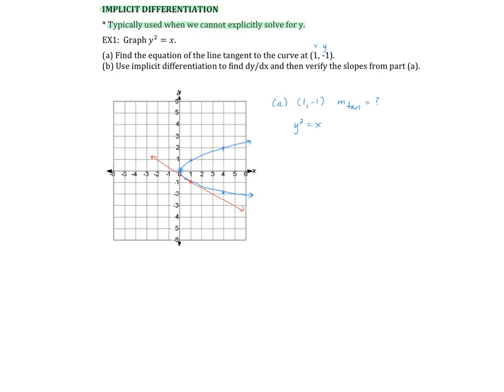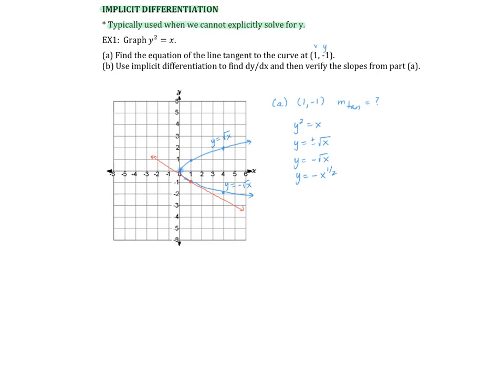If I solve this for y and square root both sides, I have y is equal to plus or minus the square root of x. So notice that the top part of this graph is y equal to the square root of x, and the bottom part of this graph is y equal to negative square root of x. So if I want to find the equation of the tangent line at 1, -1, I have to use the bottom part of the graph. I have to use y equal to negative square root of x, or y equal to negative x to the 1/2.